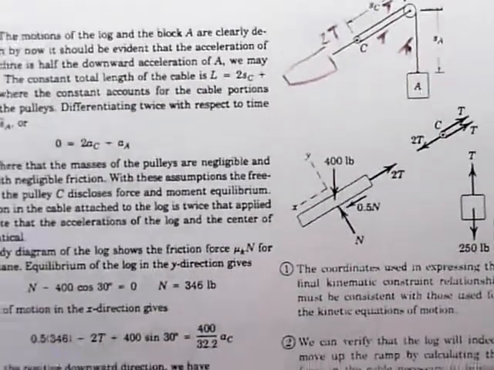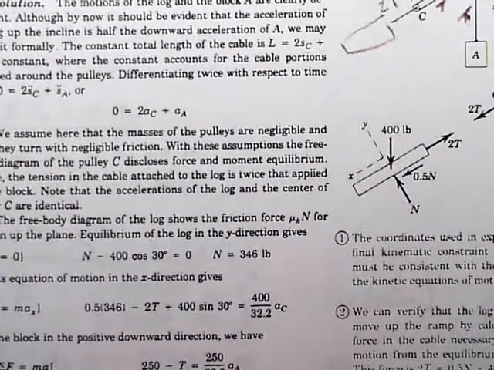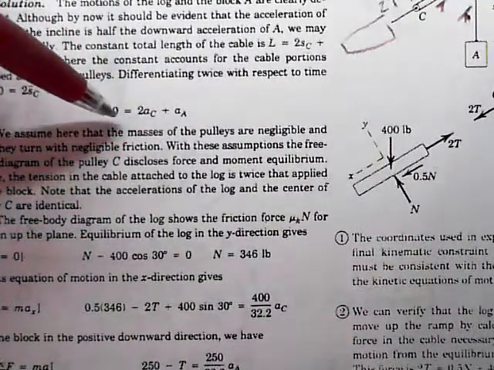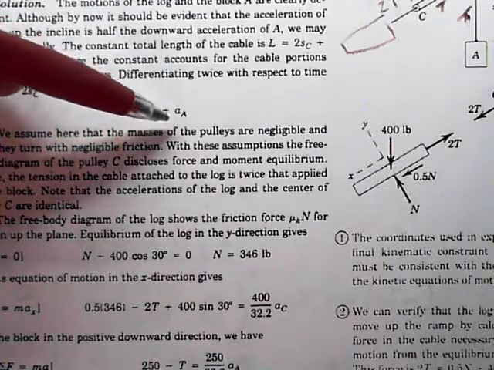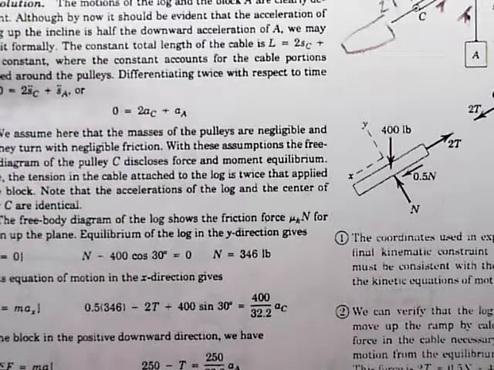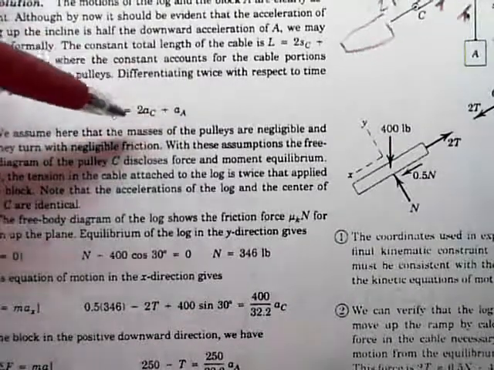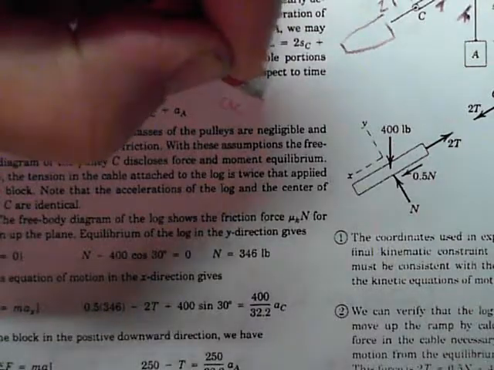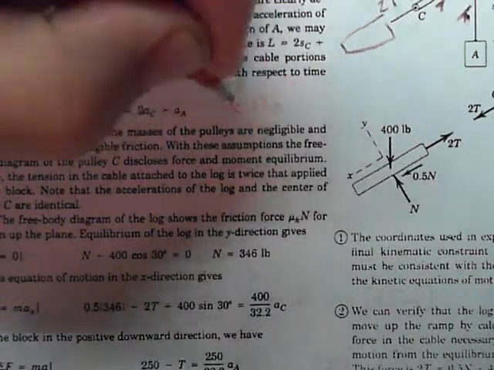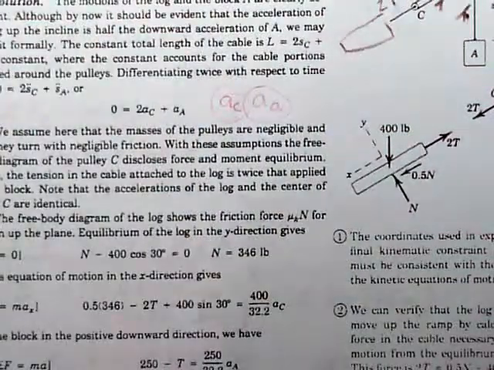So let's look at the equations that fall out of all of this. 0 equals 2AC, 2 times the acceleration of C plus the acceleration of A. We've already taken 2 derivatives to get to that. So that's one equation and 2 unknowns, AC and AA, both showing up as unknowns for the first time.